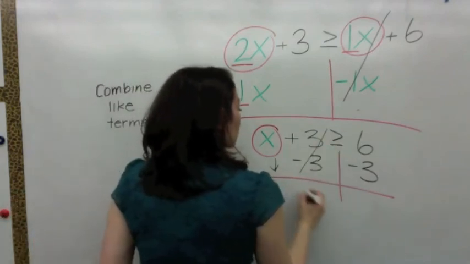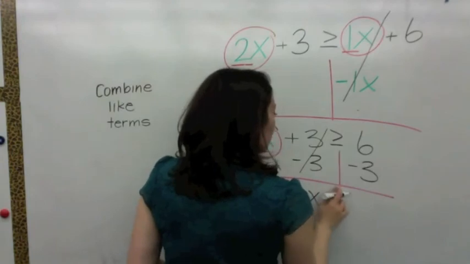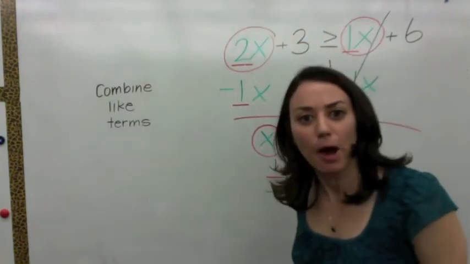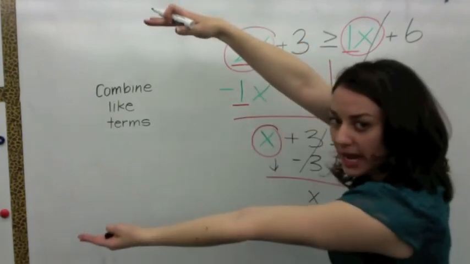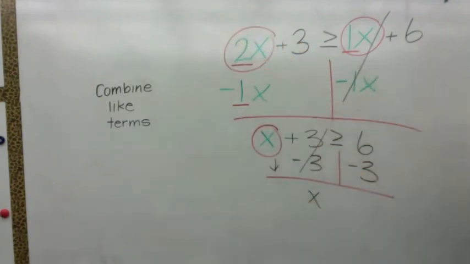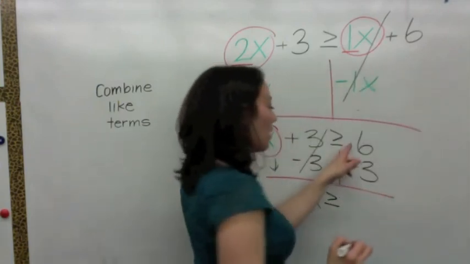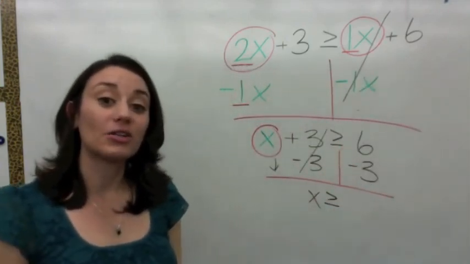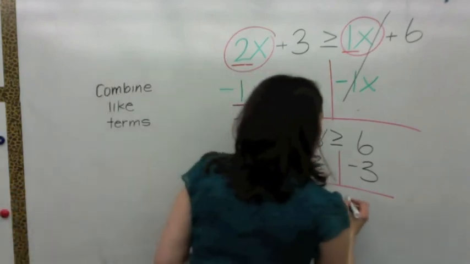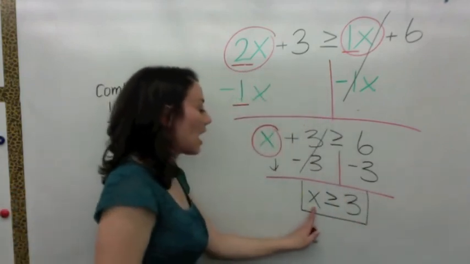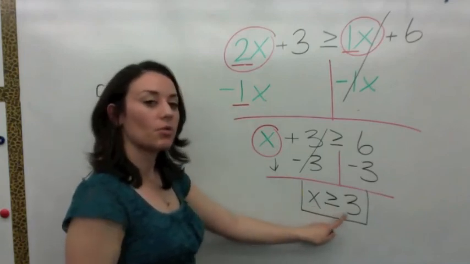Positive 3 and negative 3 make 0. Bring down the x. X, bring down the inequality, is, what's this one? Make your hands, come on. Greater than, to the right. It's going to be greater than or equal to, you have 6 take away 3. We all know this one. 6 take away 3 is 3. So the inequality is, read it with me, x is greater than or equal to 3.